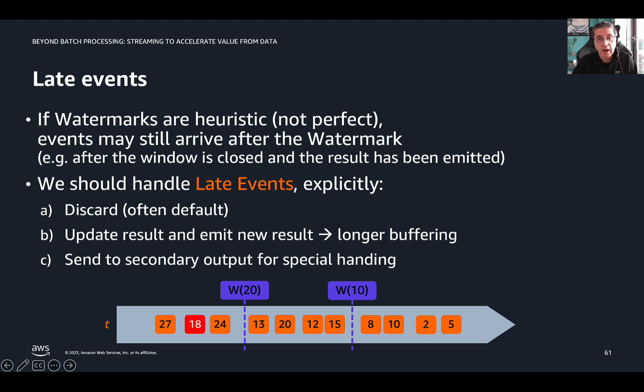Another option would be updating the result and emitting an update of the result itself, so our destination can handle it and update its own internal state. This requires some additional buffering, and the destination system must be ready to accept this kind of late update. A third option would be sending late events as they are to a secondary output for some special external handling. This can be simply raising an alarm or some manual handling. Which option to use and the actual implementation completely depend on the business use case.